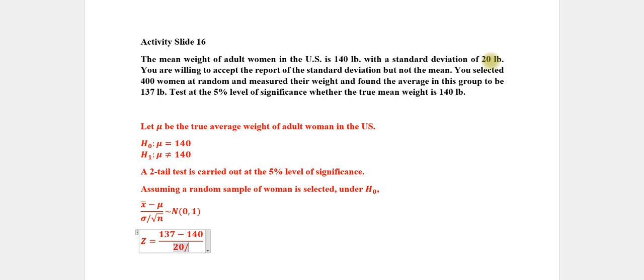Sigma is 20, divided by the square root of n, which is 400. And we're going to compute this, which is equal to minus 3. All right, you can do the computation later on. You will see that it is equal to minus 3. It's relatively easy anyway. So root of 400 is 20, 20 over 20 is 1, minus 3 over 1 is minus 3.